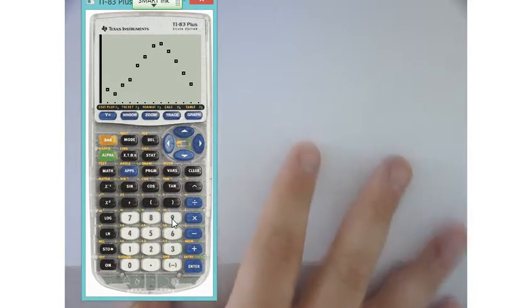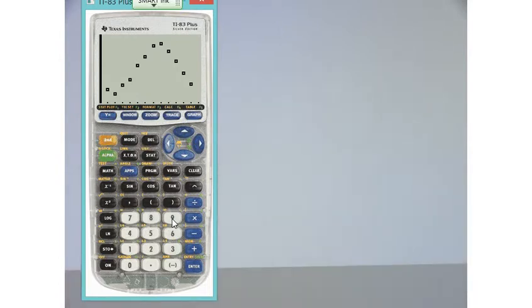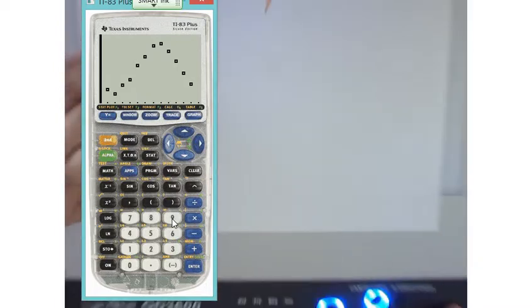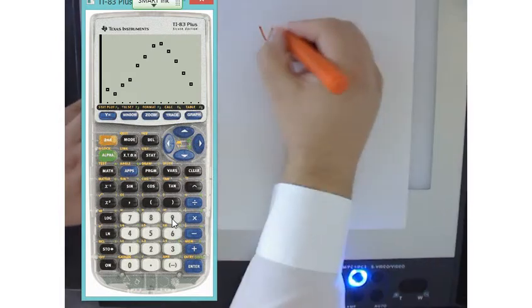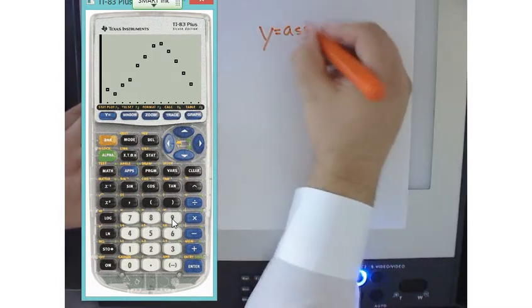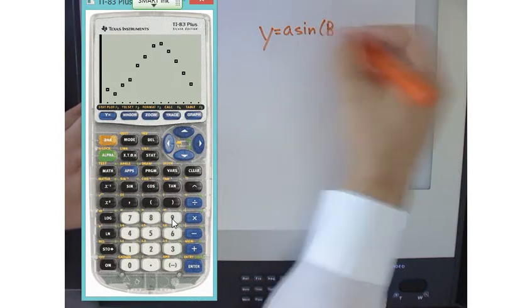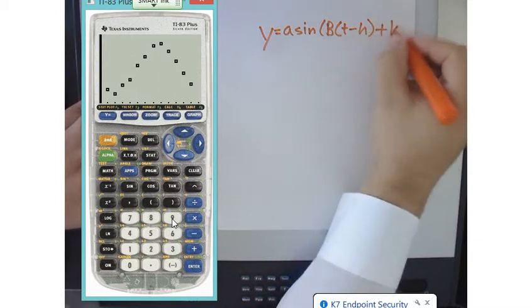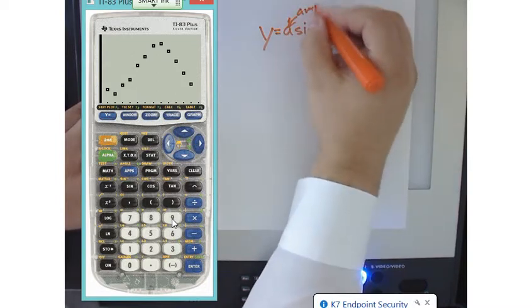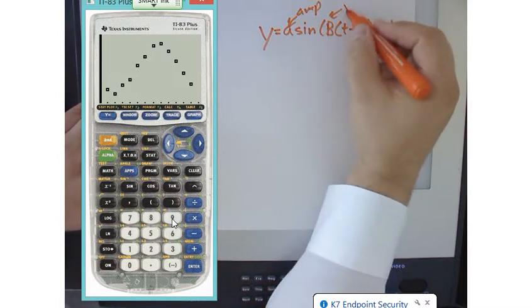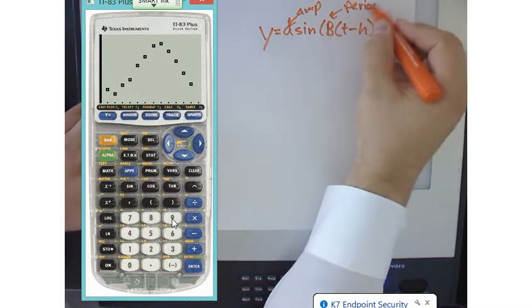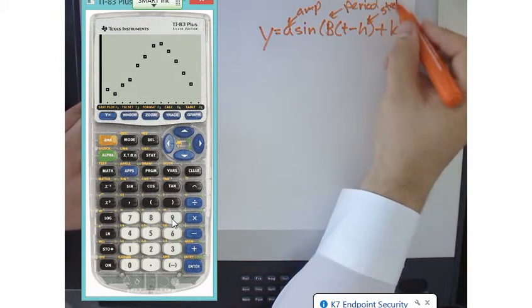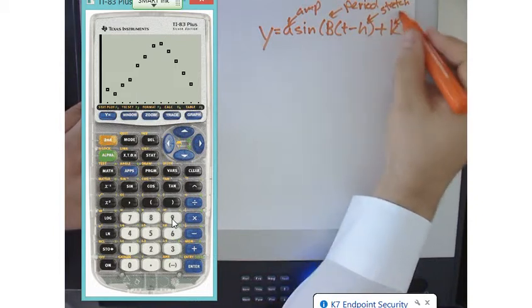I'll show you how we can verify that in a second, but the textbook is asking us to write this as a function of sine. So they want us to write A sine of B times the quantity t minus h, plus k. And so A is the amplitude, B has an effect on the period, and H is kind of like the shrinking or stretching, and K is the vertical shift.